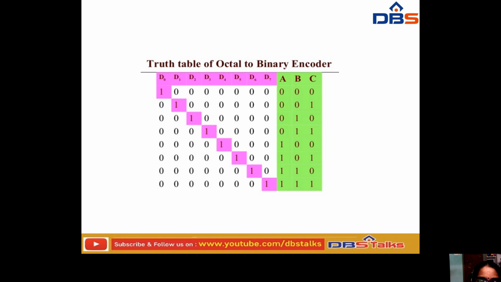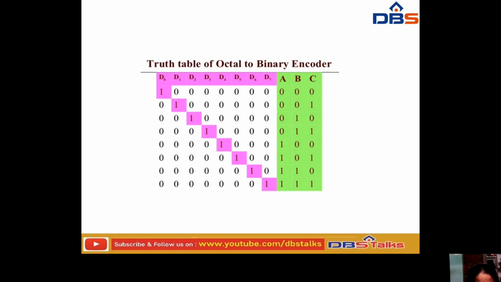Next one, if the a value is 0, b value is 1, and c value is 1, that is the value 3. So at the place 3 we will keep the value 1, and the rest of the things will become 0. Next one, 100, that is the value 4. So at the place 4 we will keep the value 1, and the remaining places we will keep the value 0.